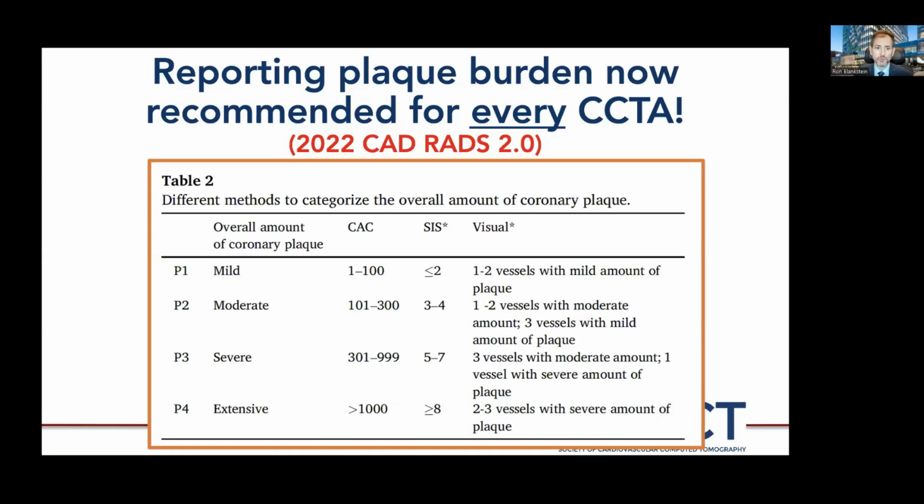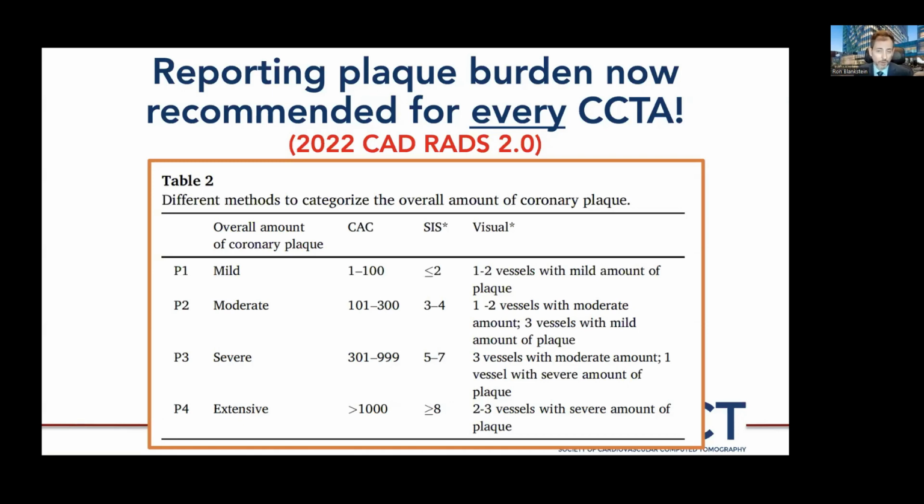If you now have 3 vessels and each one has a little bit of plaque, that's moderate. If you have 3 vessels and at least one of them has a large amount of plaque, that would be a severe amount of plaque. And if you have 2 to 3 vessels that have a severe amount of plaque, then overall that's going to be a P4, because the overall amount of plaque for that patient will be severe.